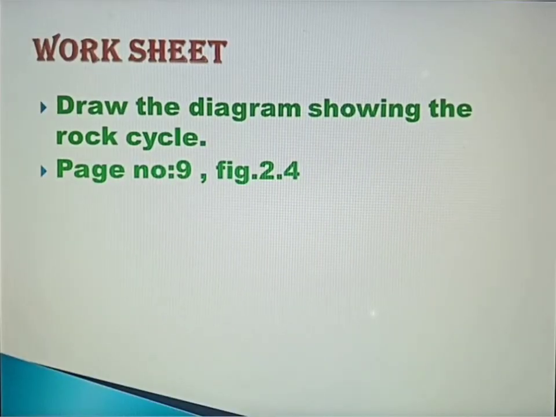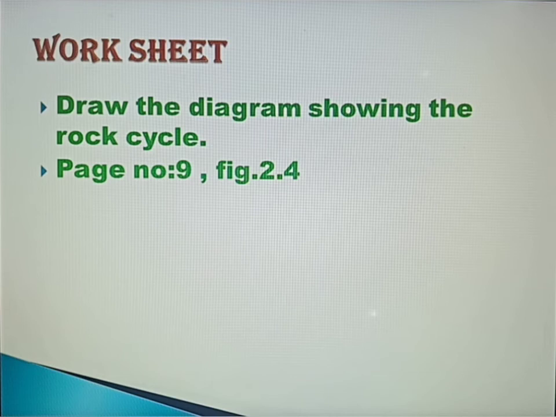Children, a worksheet for you. In the notebook, you want to draw the diagram showing the rock cycle. The picture you will get from the textbook. This is on page number 9, figure 2.4.